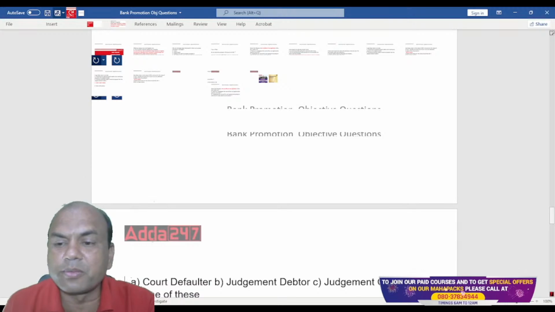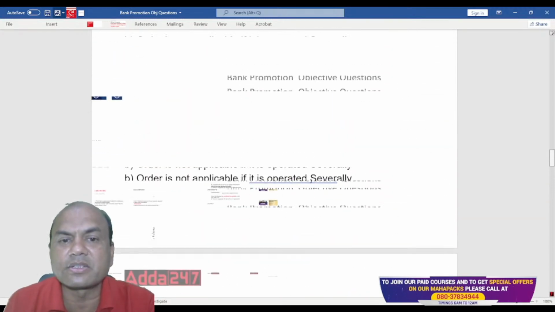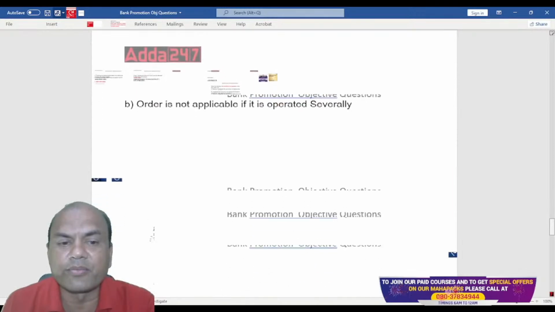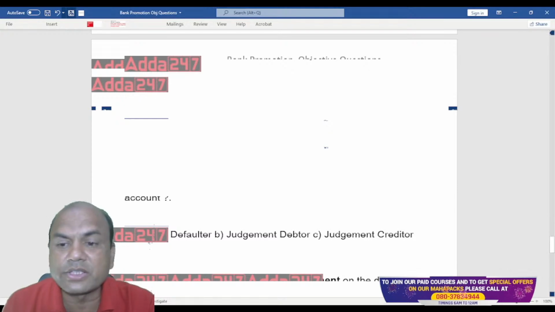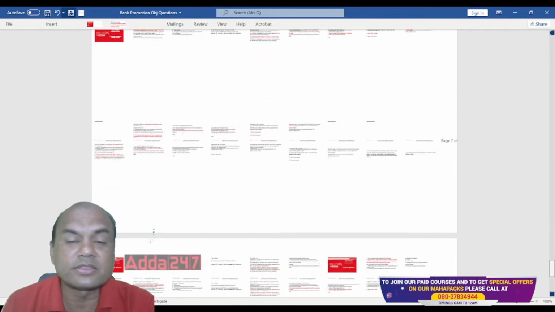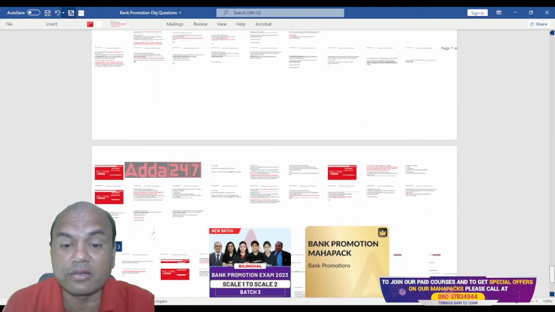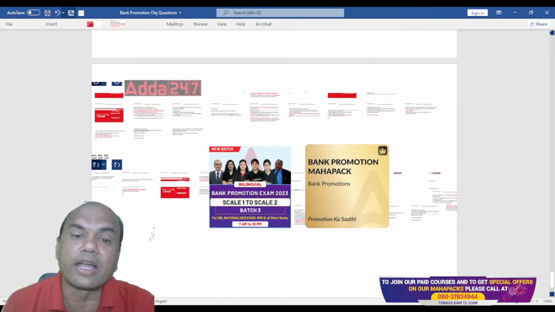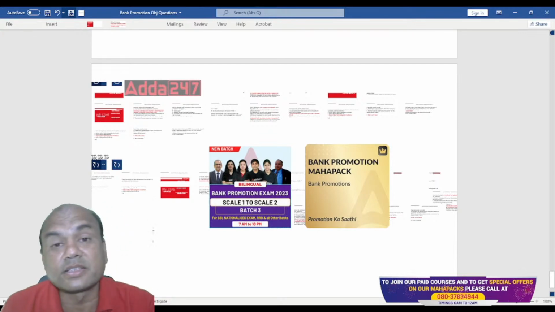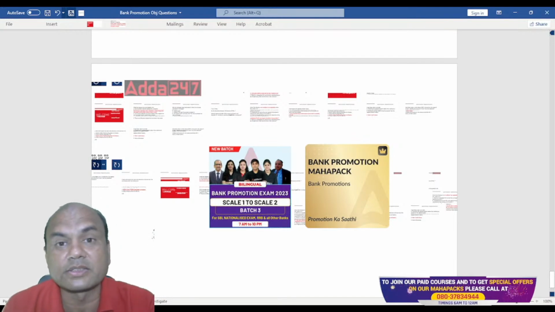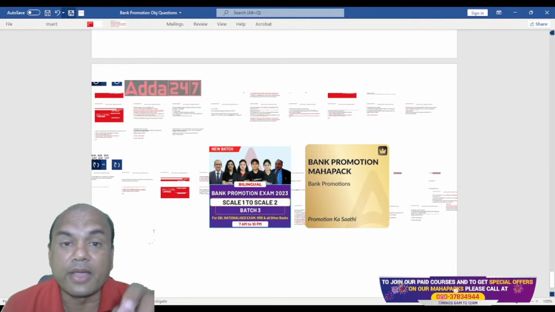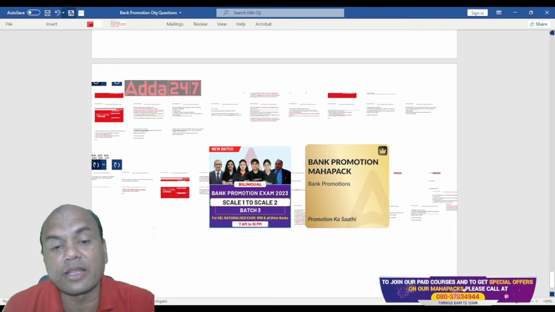So if the bank fails to implement the Garnishee order, then what is it called as? Whenever a bank fails to implement the Garnishee order, you are not implementing this Garnishee order. So in that case, it is considered as a party to that fraud. The court will consider you as a party to that fraud. So that's why the answer is the bank should implement it at any cost.